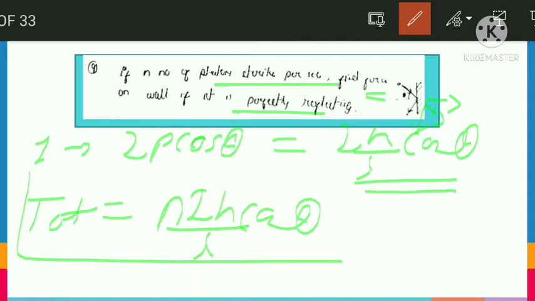This is the force which is imparted on the wall, because it is the change in momentum per second, which is given in the question. So friends, I think we can move to our next question.